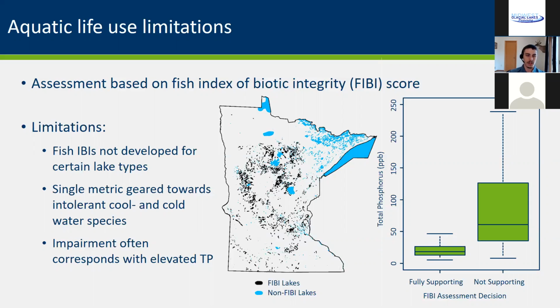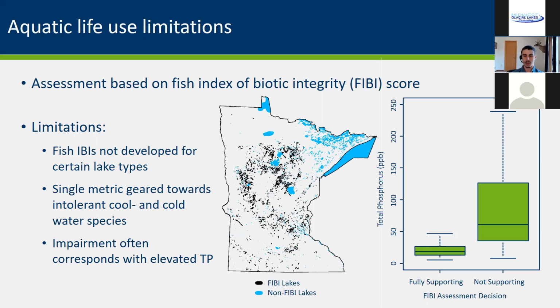For example, standards intended to protect aquatic life use, as determined based on Fish Index of Biological Integrity, or Fish IBI scores, sufficiently characterize overall fish community health, but may not fully protect cold water species and their habitat needs specifically. One limitation is that fish IBIs have not been developed for certain lake types. These lakes are depicted in the map as light blue, whereas lakes that are suitable to be evaluated using fish IBIs are depicted as black. Many of the light blue lakes are found in the Canadian Shield or are too large or too small for the fish IBI to be appropriate.